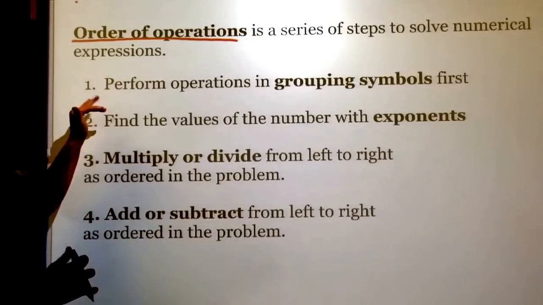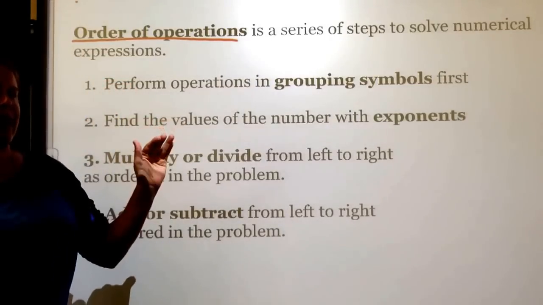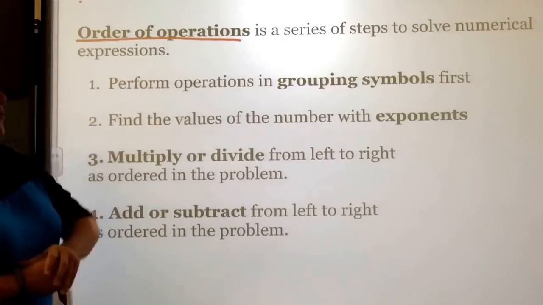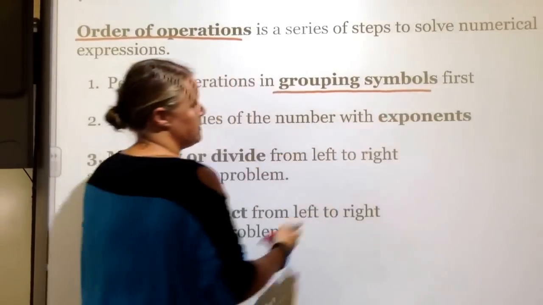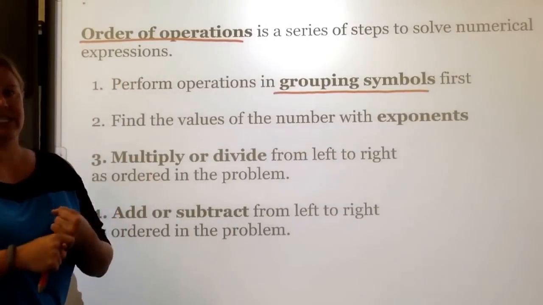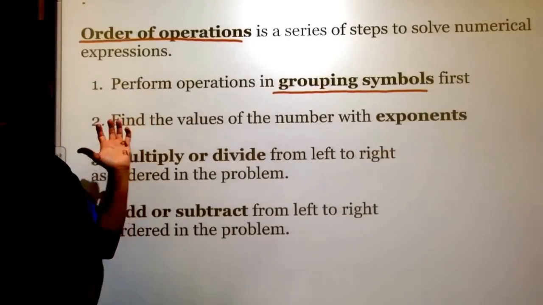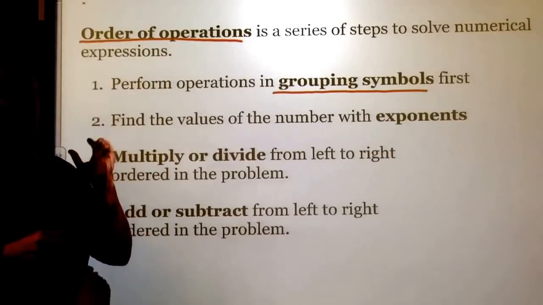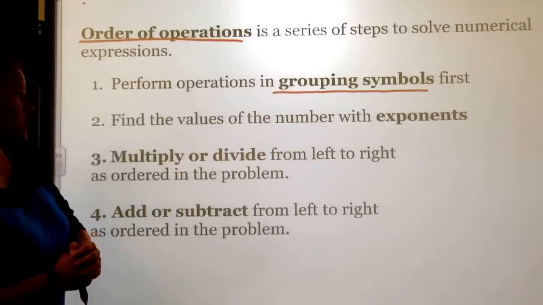The first step in solving order of operations: get PEMDAS out of your mind. Forget PEMDAS at this point. The first step you're going to do is perform operations inside grouping symbols first. Grouping symbols meaning parentheses, brackets, and other ways to put numbers together. That's why we're saying get rid of PEMDAS, because it's no longer just parentheses. You have other options now. So grouping symbols goes first.